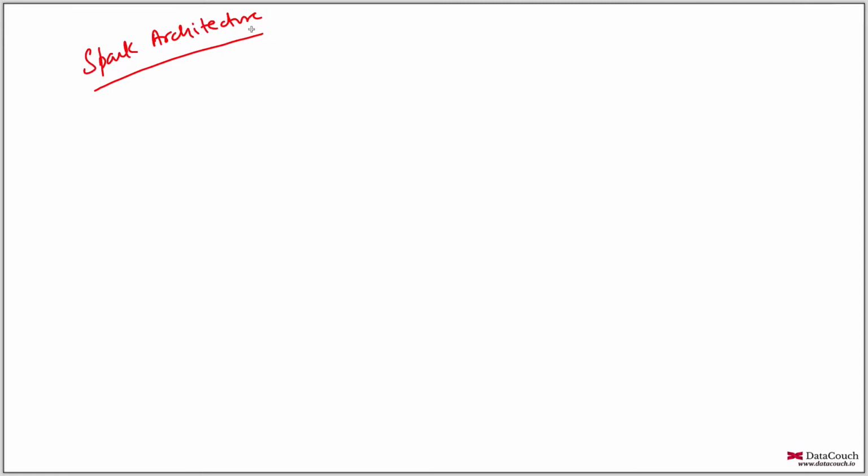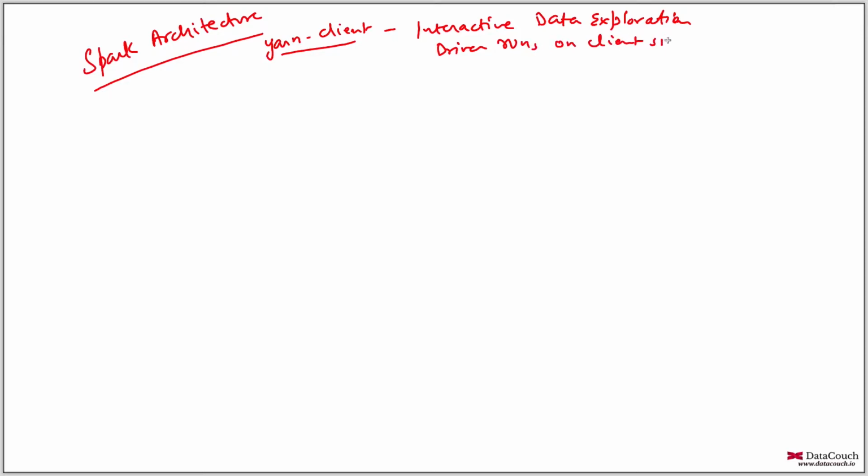Right now I am explaining Spark architecture, and specifically I will be talking about Yarn client mode. Yarn client mode is basically for interactive data exploration, and the driver actually runs on the same machine where you started the program. So the driver runs on the client side, or maybe a gateway machine, wherever you started the program.